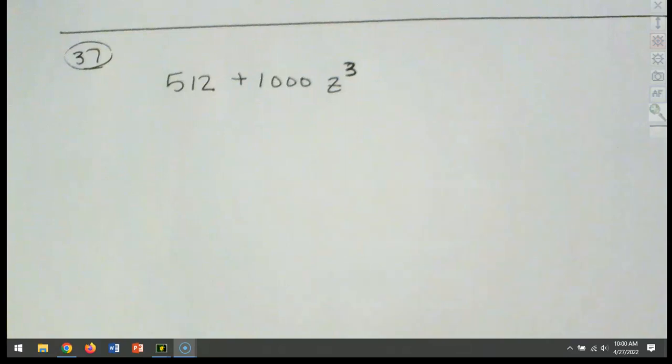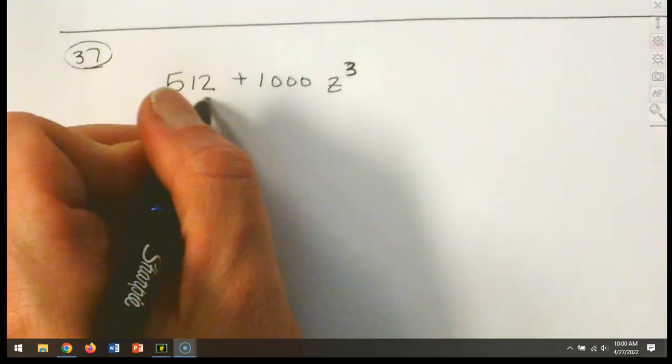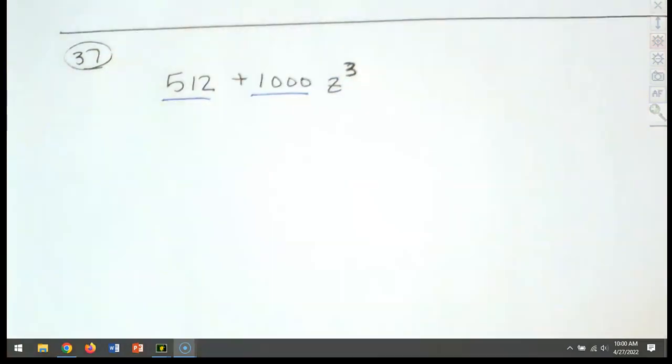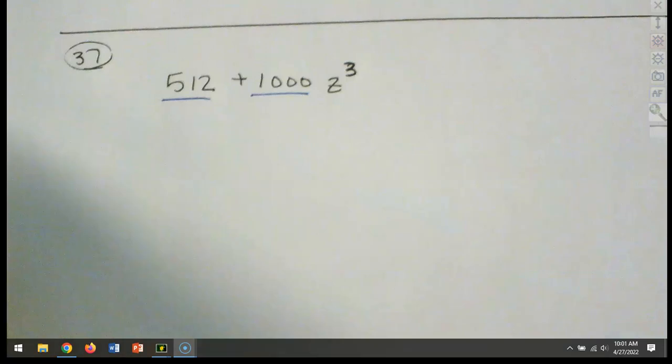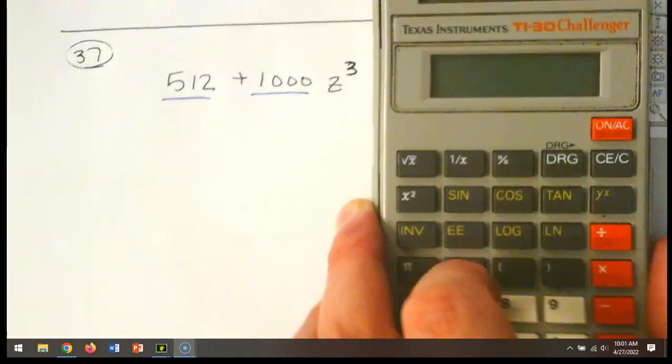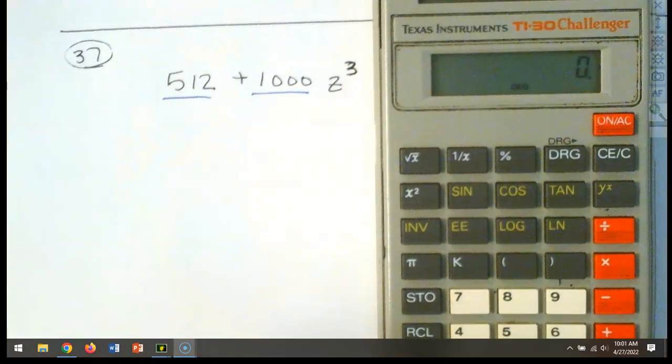Now, I know that something will probably come out because 512 and 1,000, those are both even numbers. And if they are both even numbers, at least a 2 will come out. But I think more than a 2 will come out. I think an 8 will, because we've got 512 and we've got 1,000. So let's see what we can do here.